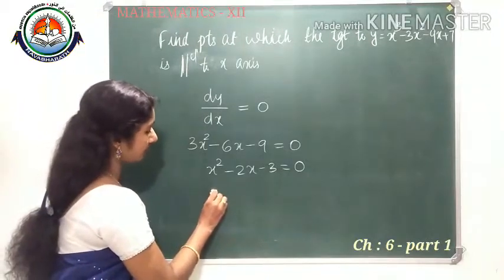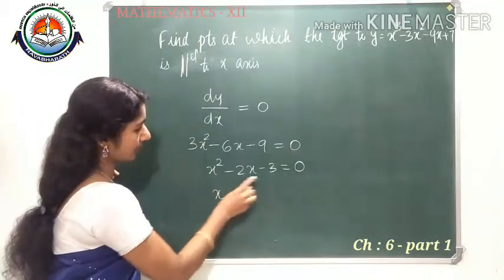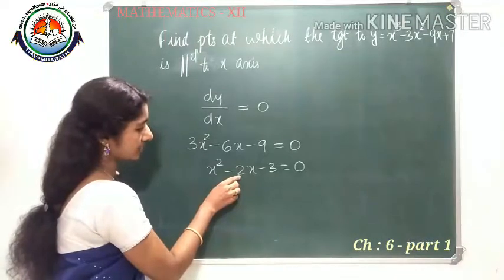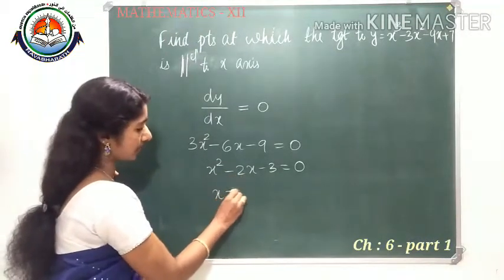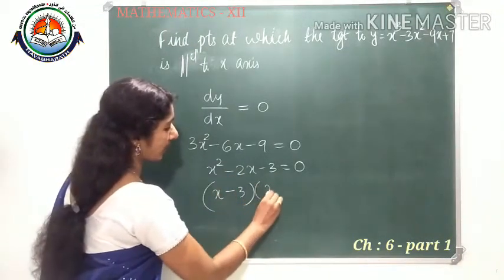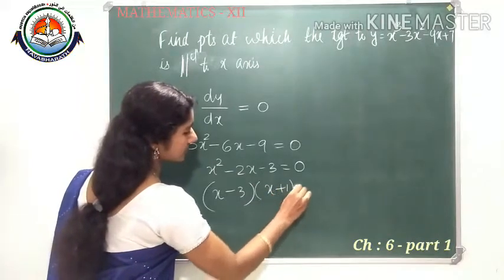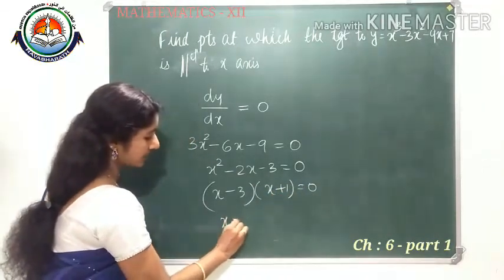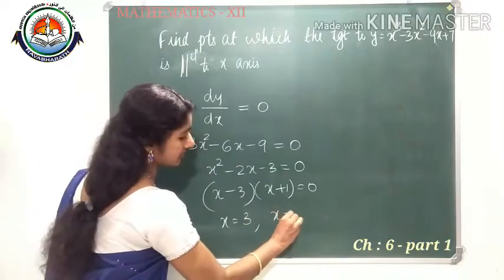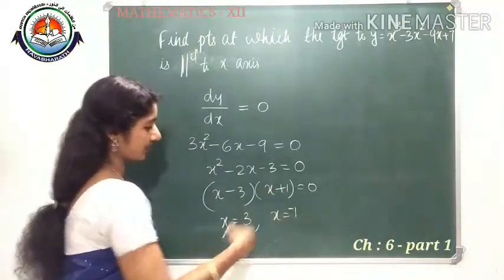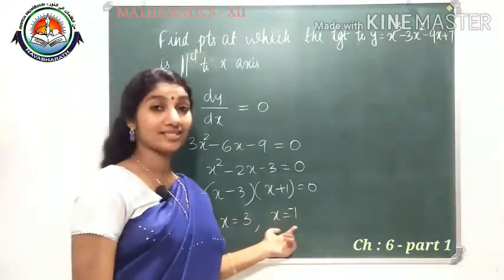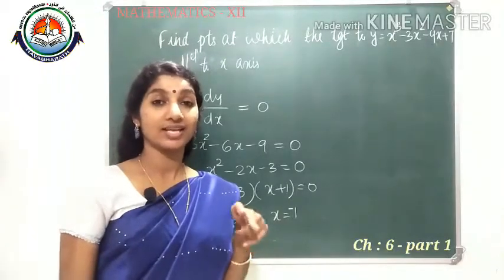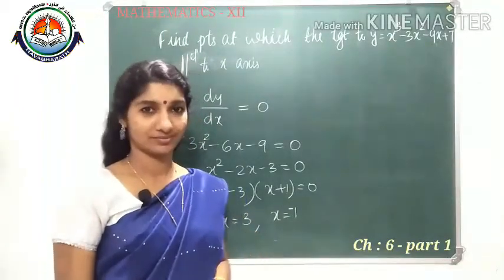So we can factorize: two numbers whose product is minus 3 and sum is minus 2. The numbers are minus 3 and plus 1. So (x minus 3)(x plus 1) is equal to 0. So x equal to 3 or x equal to minus 1. At these points the slopes of the tangents are 0.